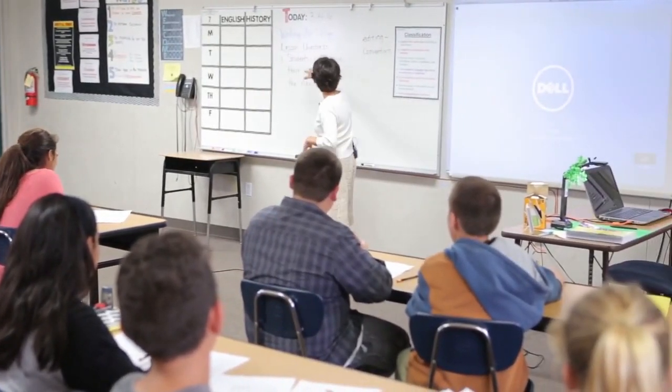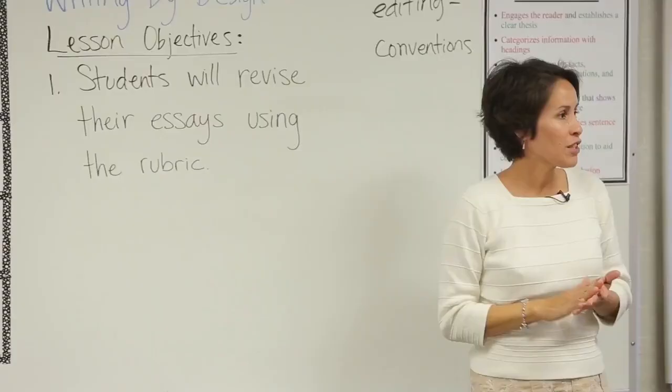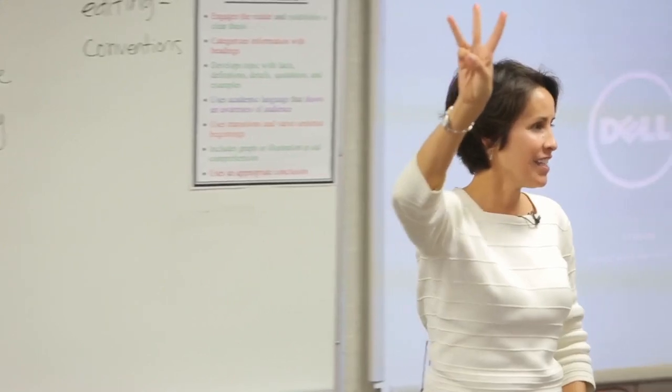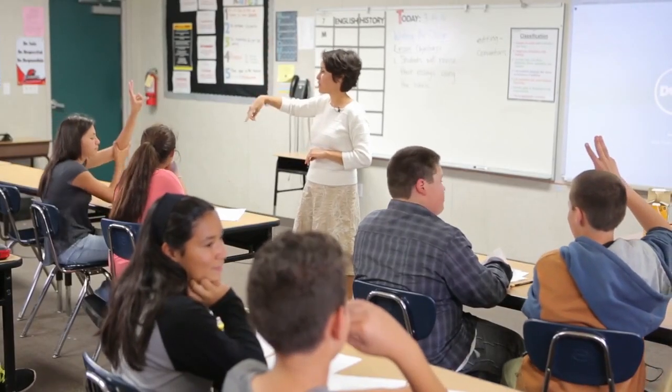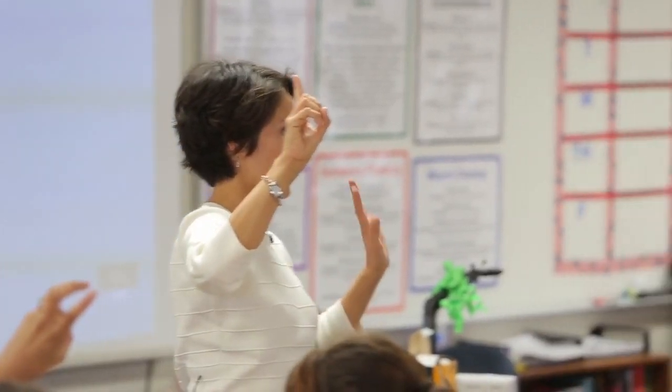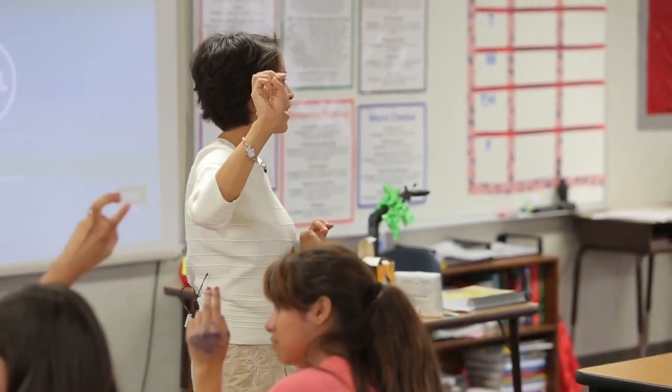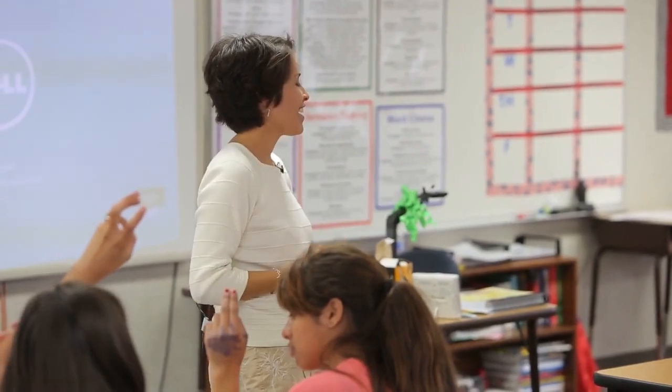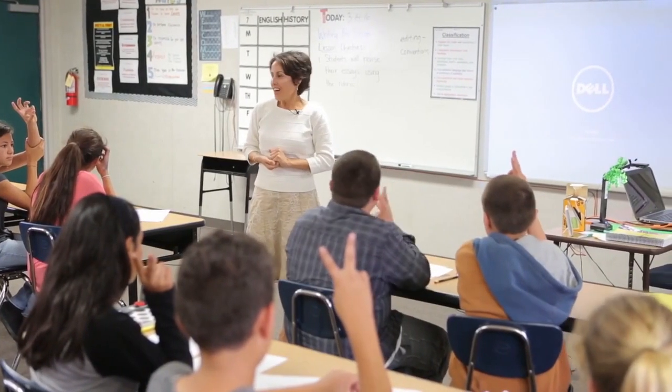All right, so let's make sure we did this. Students will revise their essays using the rubric. 3, yes, I did it. 2, almost. 1, I didn't do it. Let's see. Almost? You almost finished? Good. 3, yes, we completed. 2, we didn't get done. We talked about something else. We weren't on task. Okay, so you guys are still working on it? Okay, all right.